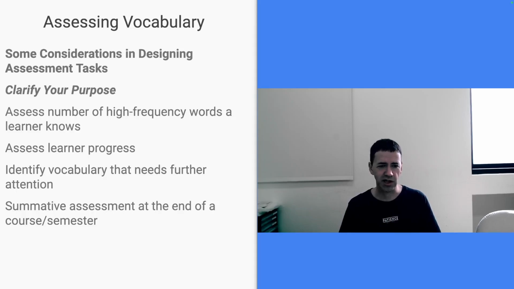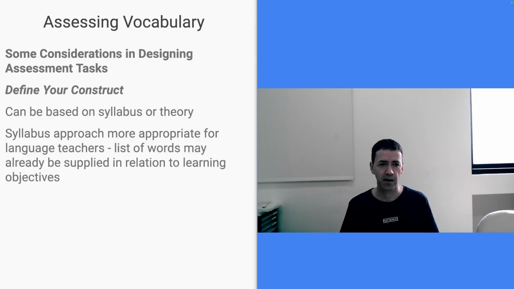You can use them to identify vocabulary that needs further attention, and you can also use it as a year-end, semester-end, or course-end test to see how well they did. Then the next one, these look very similar to chapter 1 and chapter 2, right? The next one is define your construct.